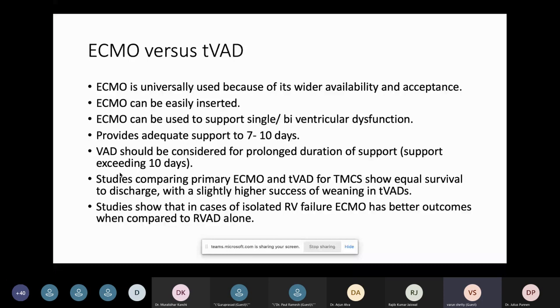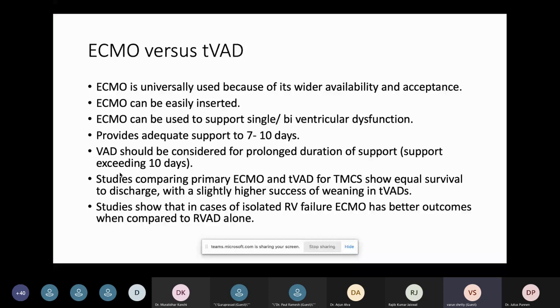However, there are some studies that show that in isolated RV failure, ECMO is better in outcomes when compared to RVAD alone. I think this primarily has to do with the addition of the oxygenator. Better oxygenation would help the RV to recover better because these patients are not just dealing with RV failure. They may also have a lung element to it.